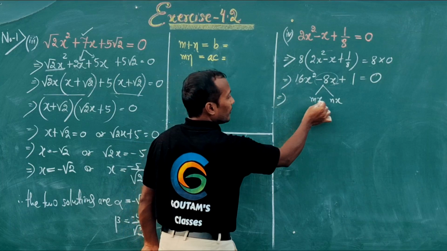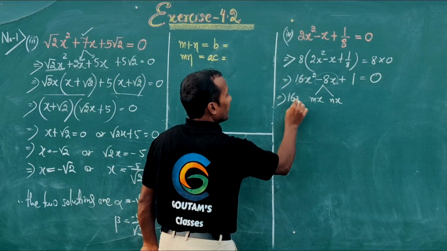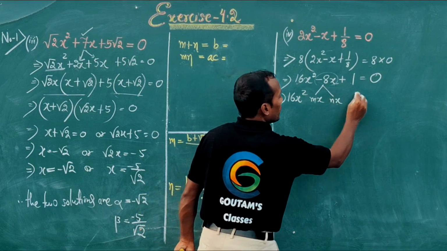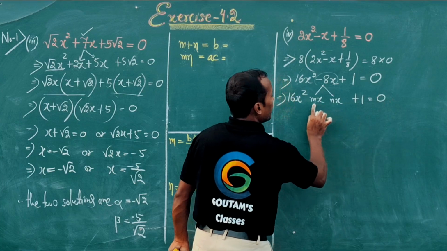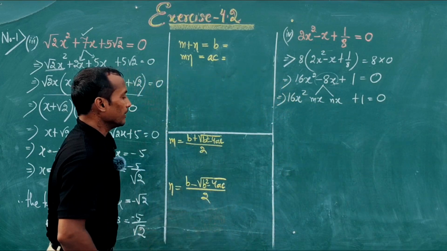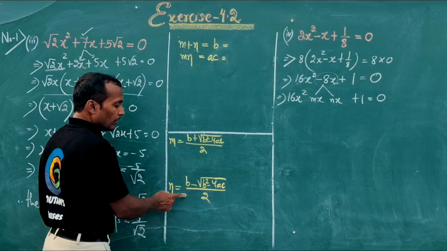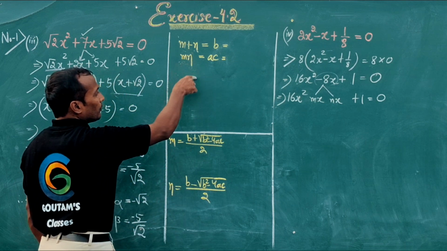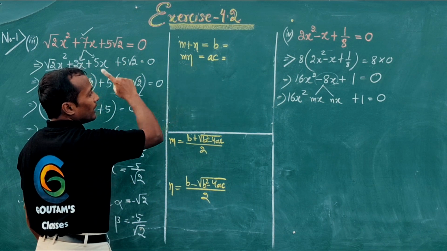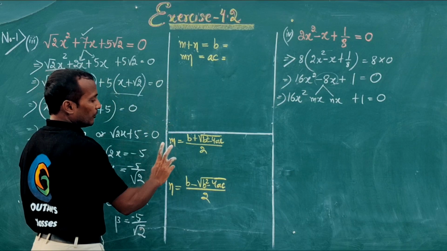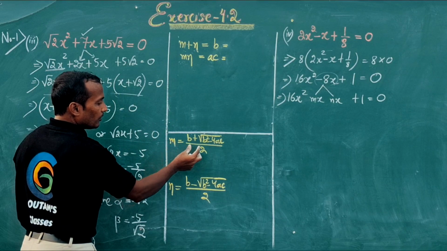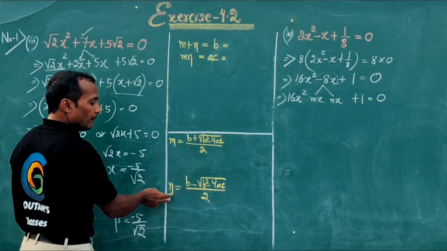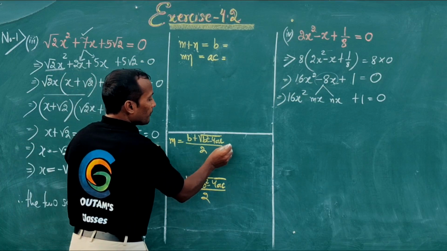What will be the value of mx and nx? 16x square is as it is and plus 1 will be written as it is. In place of mx and nx, what shall I write? I will use these formulas of m and n to find out the value of m and n. I will not use the first process that we applied in II and III. I will simply go for these two formulas which are specifically for m and n. So let me use it.